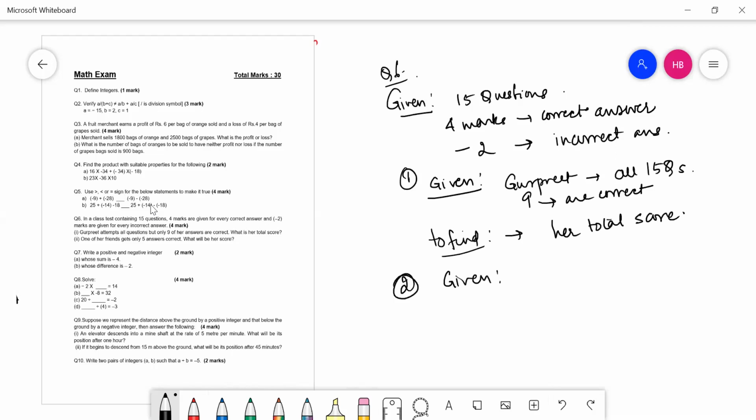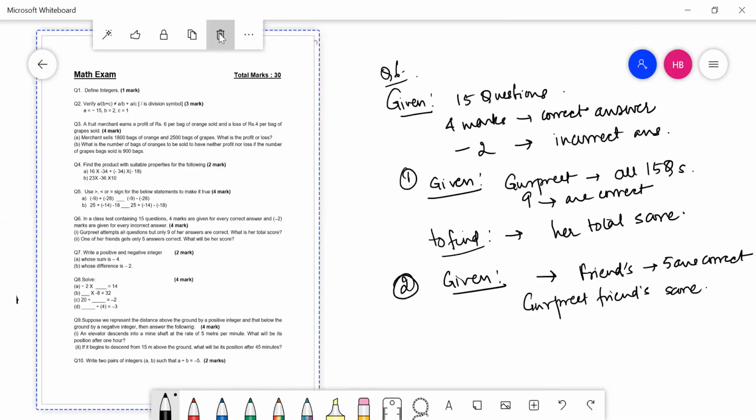In the second part, it is given that one of her friends got only 5 answers correct. So one of Gurpreet's friends got 5 answers correct. What will be her score? So you have to find Gurpreet's friend's score. Okay, so this is the question given.